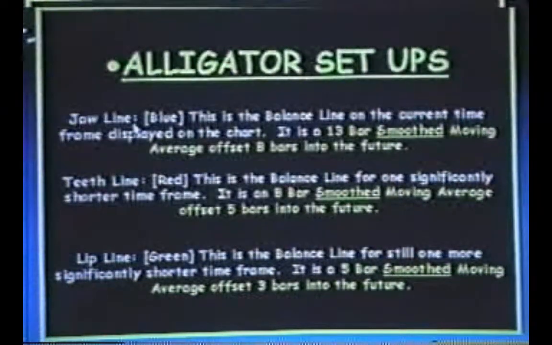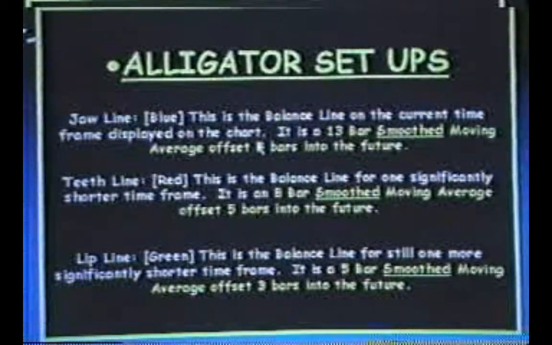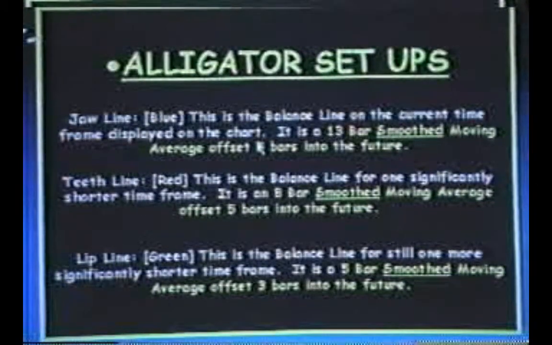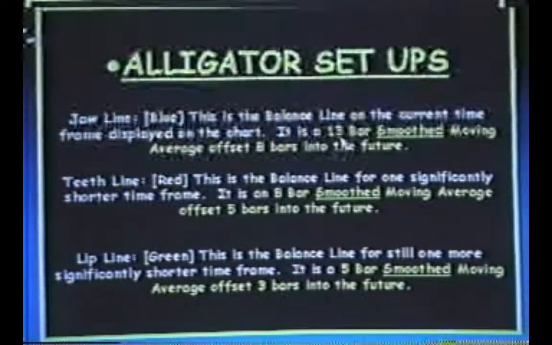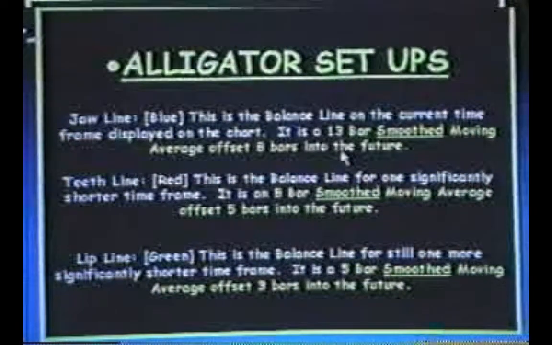We're going to call the blue line the jaw line. The setup of the jaw line is the balance line on the current time frame displayed on the chart. So if we're looking at a daily chart, it's a balance line on the daily chart. If we're looking at a 5-minute, it's a 5-minute. The construction of this came from a Cray mainframe mathematically, and then we inputted it into a formula that could be used on any PC. Here's what it is: it's a 13-bar smooth moving average that's offset 8 bars into the future. Now, we'll show you this on a chart in a few minutes. But the important thing is that this is the jaw of the alligator. This is the balance line for the current time period.